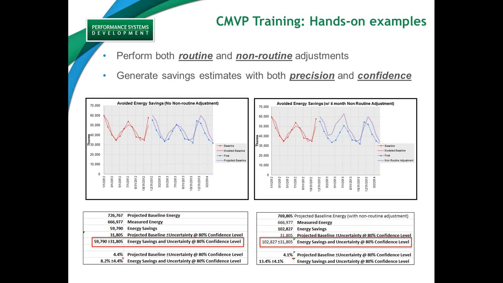And you'll see there's these 2 charts. They look similar but different. The one on the left is an IPMVP adherent chart where there was no non-routine adjustment. And if you go down to the data at the bottom of that left chart, you'll see that again, these are using public domain and free tools. In this case, it was the ECAM tool. We see that this project delivered 59,790 units, let's call it kWh, plus or minus 31,805 kWh at an 80% confidence level. So that's pretty much an uncertain level of savings, 8.2% plus or minus 4.4% at 80% confidence level.